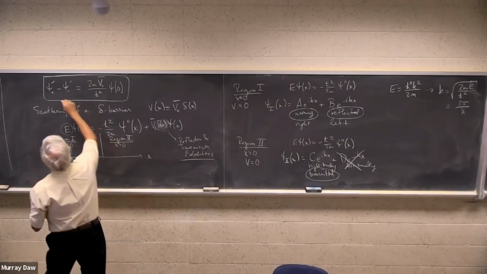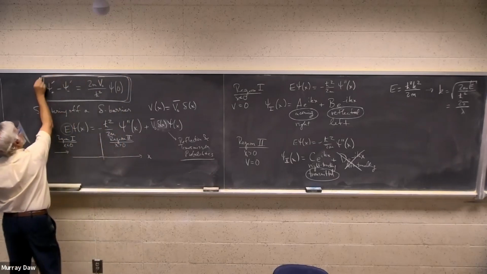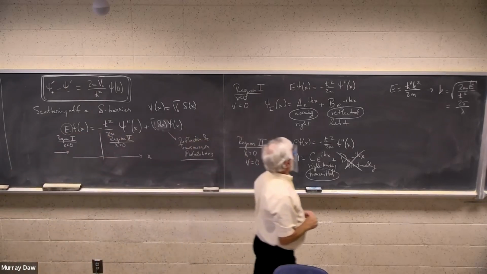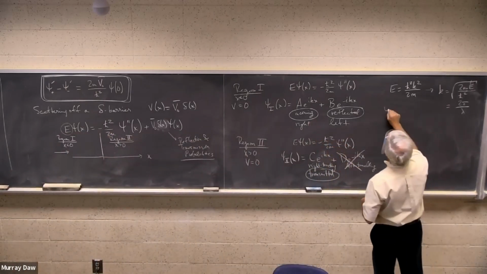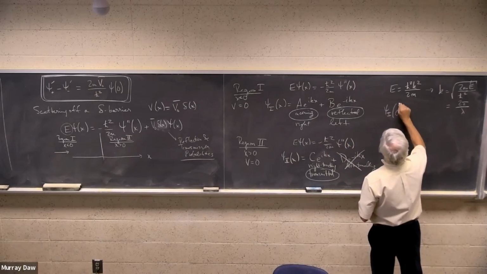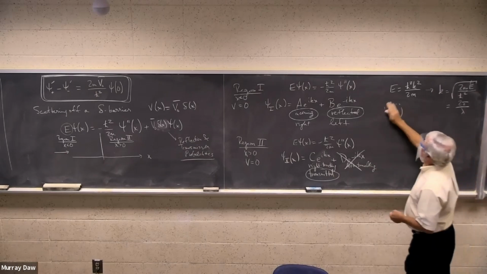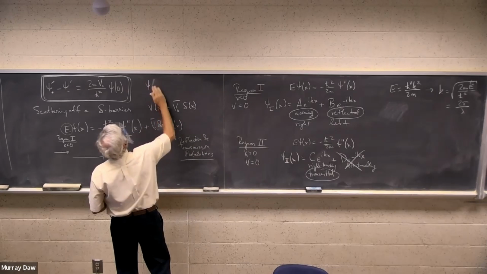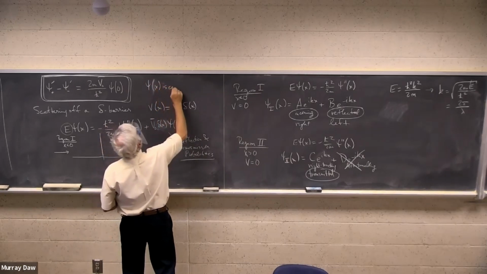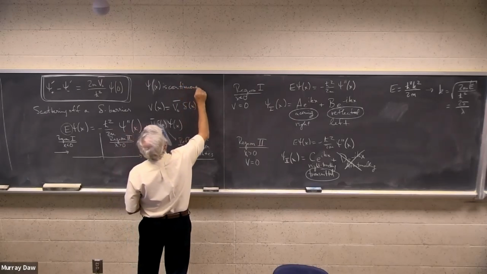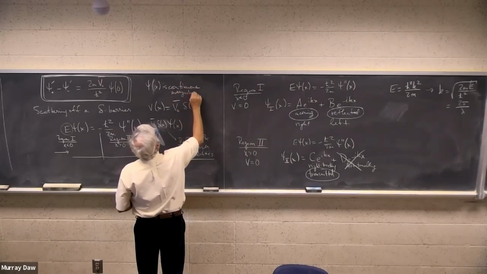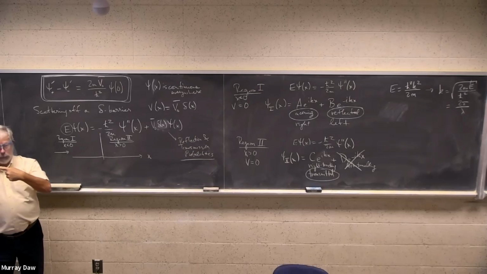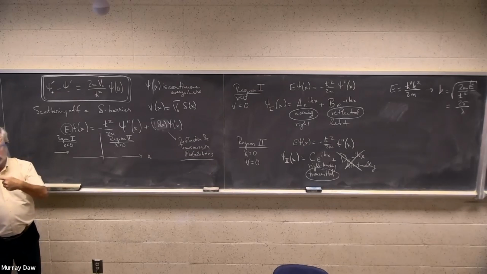All right, and now here we're going to stitch them together. Here it is. Okay, so we have psi 1 of x. I'm sorry, psi of x is continuous. So psi is continuous everywhere. Psi prime is continuous everywhere except across that interface between the 2 regions where the barrier exists. There's a discontinuity in the slope.